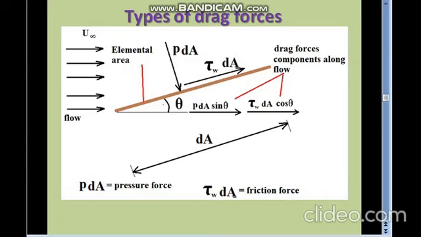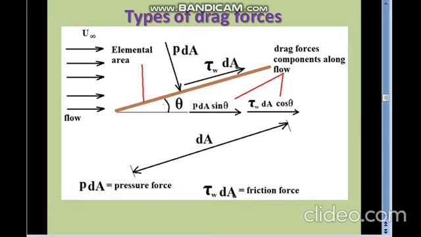So you have to resolve the shear force. The shear force we resolve will be tau W dA cos theta, and if we resolve the pressure force, which is perpendicular, it will be P dA sin theta. So now based on this we can say what will happen when theta becomes 0 and when theta becomes 90 degree. In between these both, the friction drag and pressure drag will exist.